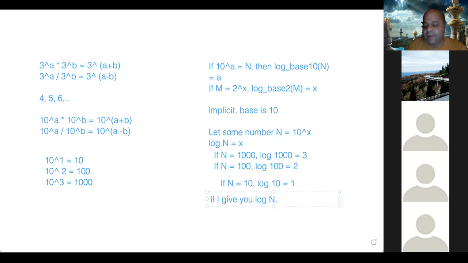Yes, it is base 10 because we are just choosing base 10 because it is common for us. If I give you log n, whatever some value, let us say it is 3, then n is equal to 10 raised to whatever I give you as log of n. Because if I give you log of n as 3, then n is 10 raised to 3, which is 1000. Okay, sir. But it's always 10.